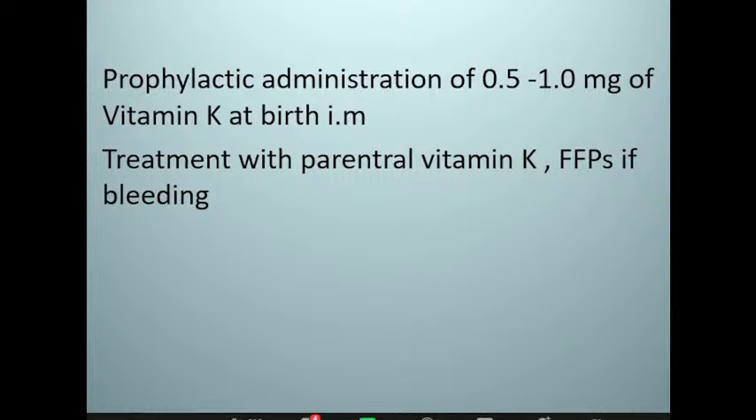So what we do normally is we give prophylactic administration of vitamin K at birth, usually 0.5 to 1 milligram intramuscularly. And if there is bleeding that has taken place, then we can give them parenteral vitamin K as well as fresh frozen plasma to control the bleeding.